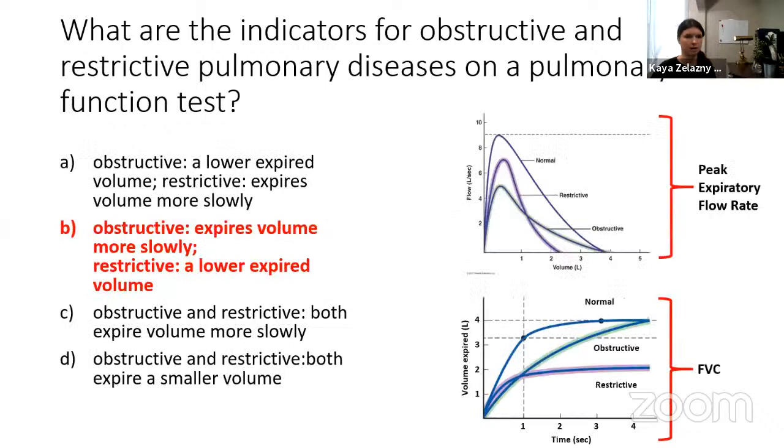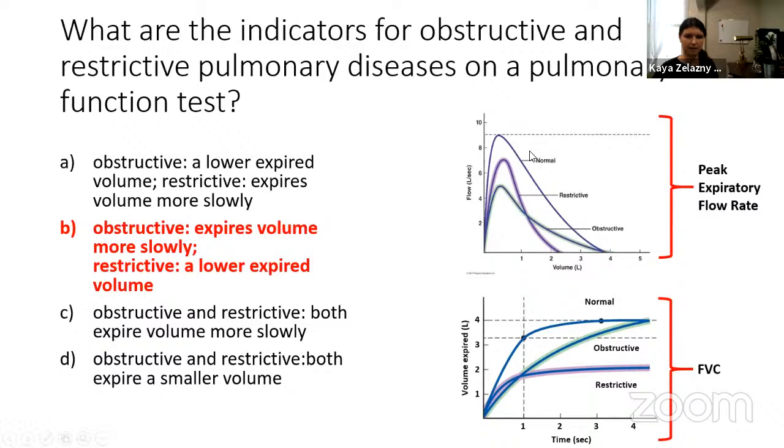Okay, so the answer should have been B, and we had like a 50-50 split here. When we're looking at obstructive versus restrictive diseases, we're thinking about the difference between diseases caused by increases in resistance, making it hard to breathe in, but also hard to breathe out, and diseases where we have lowered compliance. So we have a difficulty where our lungs are not able to fully expand.